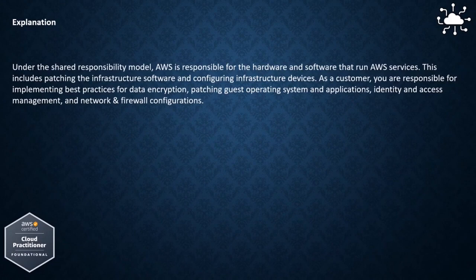Explanation. Under the shared responsibility model, AWS is responsible for the hardware and software that run AWS services. This includes patching the infrastructure software and configuring infrastructure devices. As a customer, you are responsible for implementing best practices for data encryption, patching guest operating systems and applications, identity and access management, and network and firewall configurations.